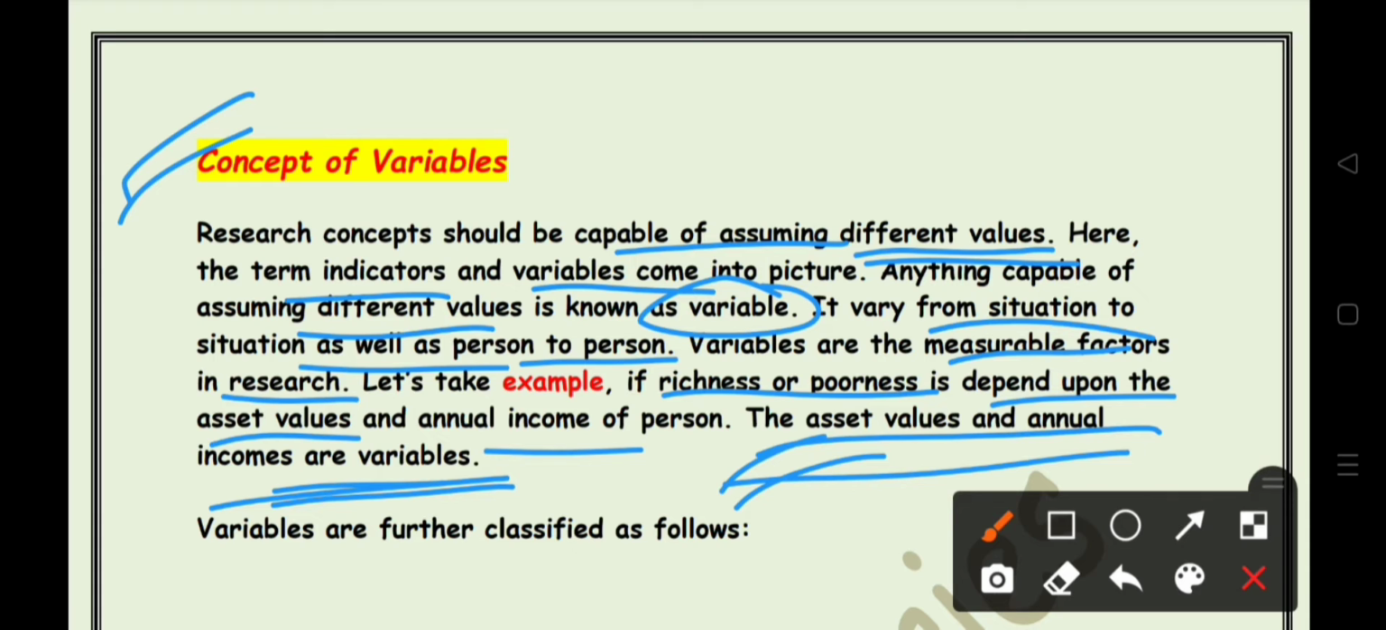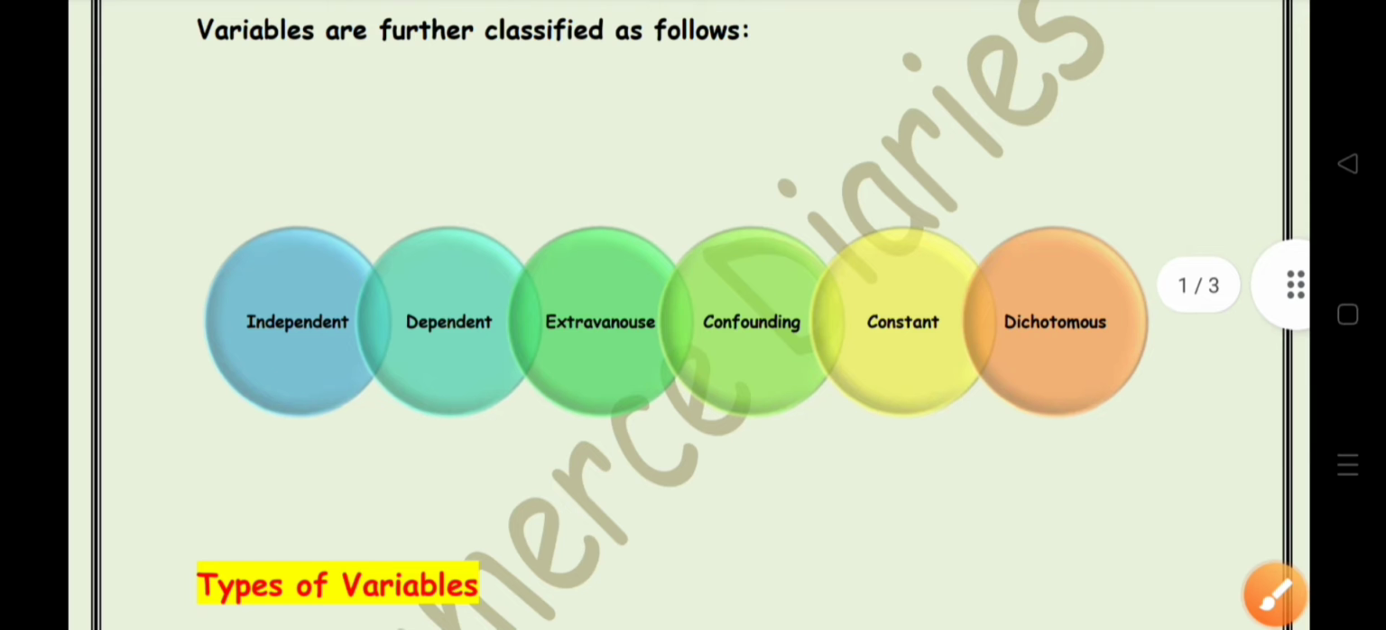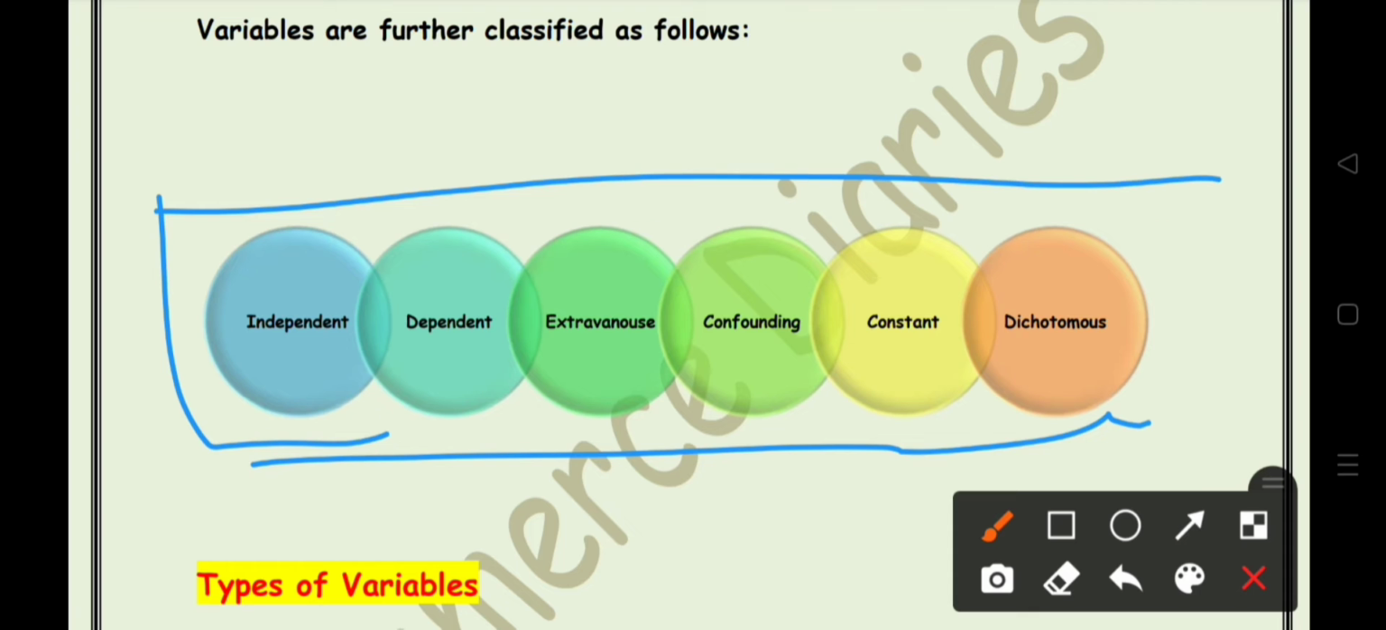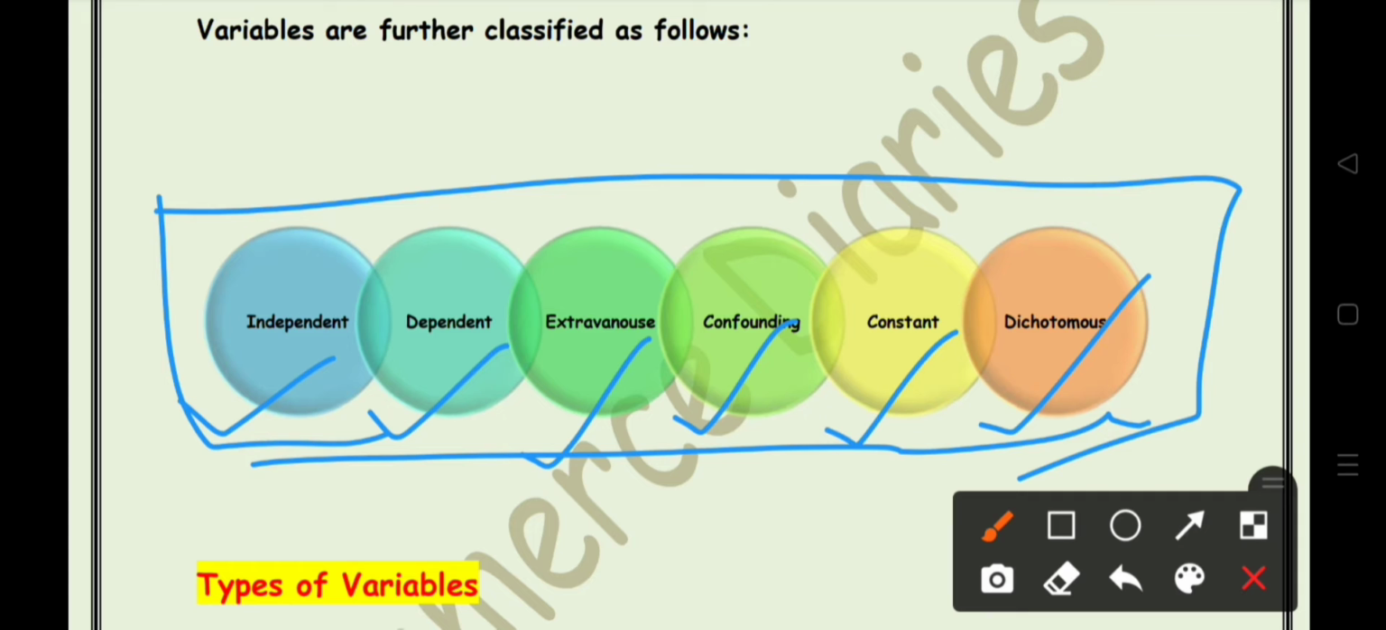Variables are further classified as follows. There are a few types of variables that we will look into in detail. Here I have given this chart so you will be able to remember the types of variables. The first is the independent variable, the second is the dependent variable, the next is the extraneous variable, then the confounding variable, the constant variable, and the last one is the deterministic variable. We might be aware of these two variables, so let us look into all the variables in detail.